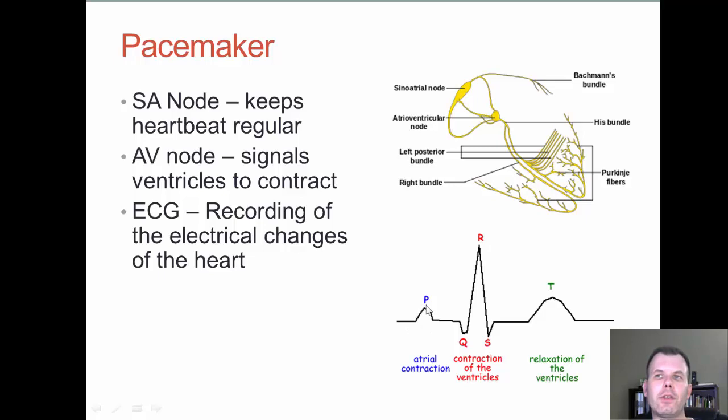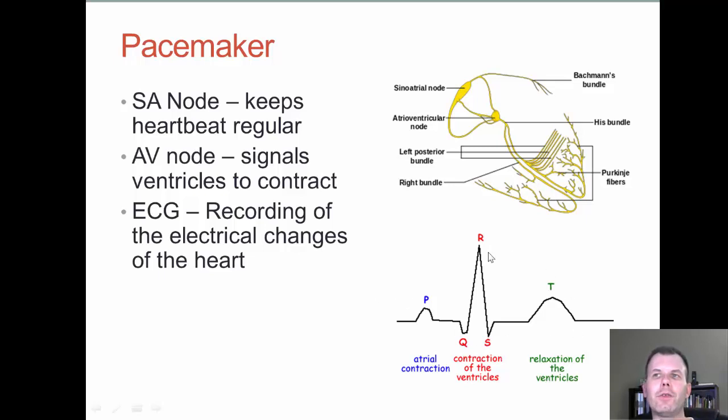Typically what you can see is a little P wave, which is when the atria contract and force blood into the ventricle. Then you get the strong contraction by the ventricle, which is the QRS wave. And once it releases, you get the T wave, and that's the second part of the relaxation. So this wave shows the quick contraction of the atria, then the strong contraction of the ventricle, and then the release.